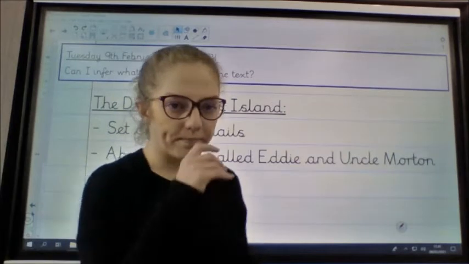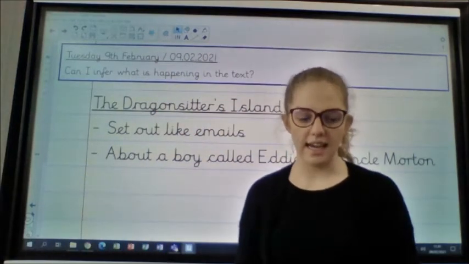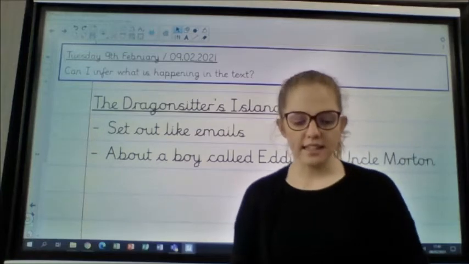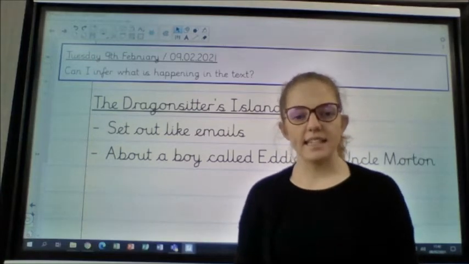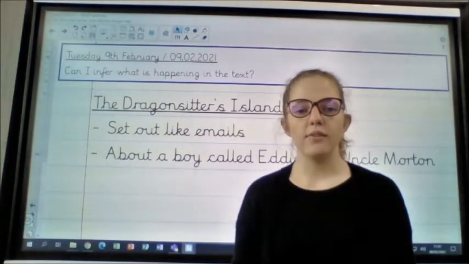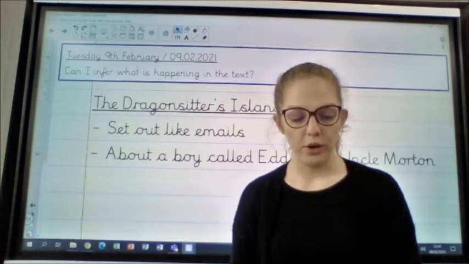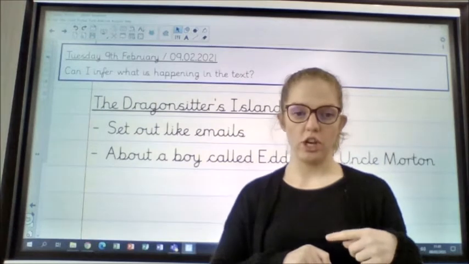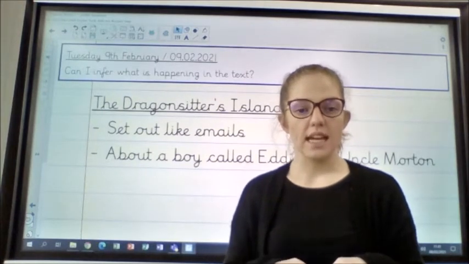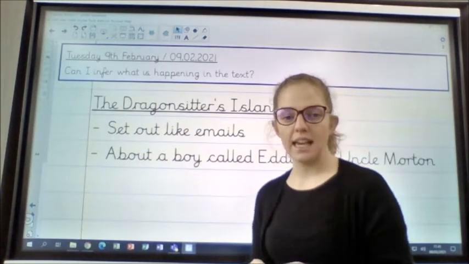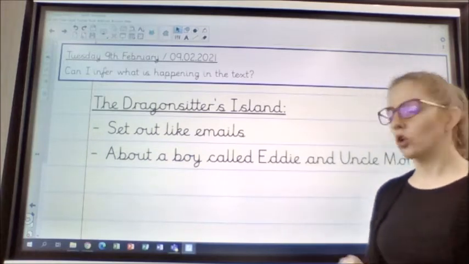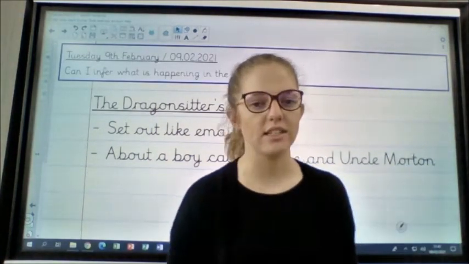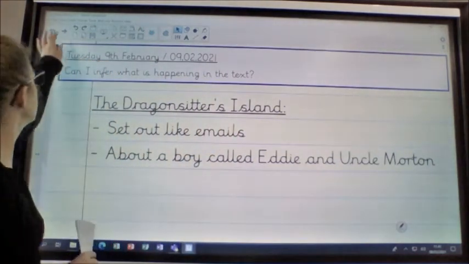Okay, so the text that we're looking at today is on page 6 and page 7. It's called The Dragon Sitter's Island, and it's laid out in the form of emails. So it's two people having a conversation with each other in the form of emails. It's about a boy called Eddie and his uncle, who was called Morton. So Eddie and Uncle Morton are the main characters in this text.